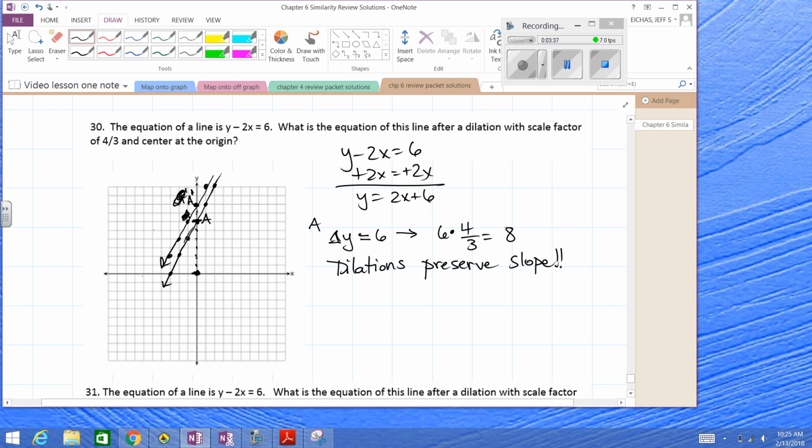So the new y-intercept is at 8. So all we're going to do with the new line, the image, it's going to be y equals 2x. That's going to happen because we should preserve slope. But then we're going to possibly have a new y-intercept. In this case, it's +8. So there's our image.